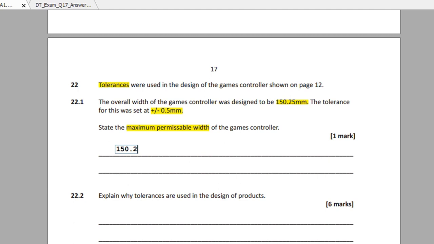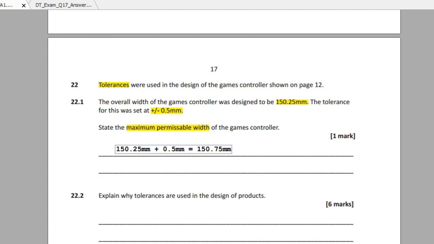150.25 millimeters plus 0.5 millimeters, and it will be equals 150.75 millimeters. Okay, so that's the answer.